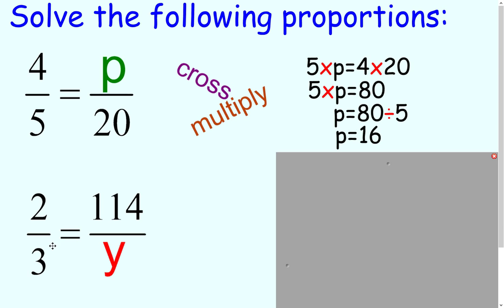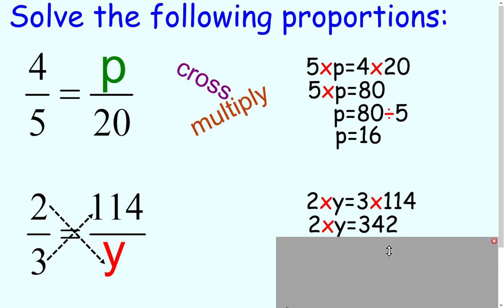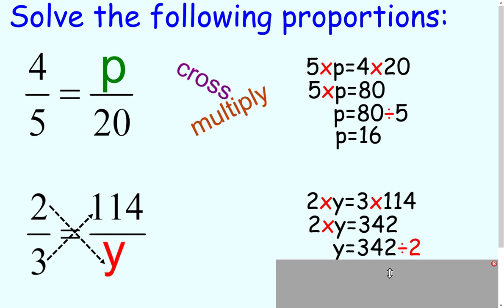So you multiply, basically you're going to be multiplying across the diagonal. So you're going to say, okay, 3 times this number is equal to 2 times y. So you do cross multiplication. When you do, you're going to end up getting 2 times y equals 3 times 114. And so 2 times y equals 342. And divide both sides by 2. And you're going to get y equals 171.